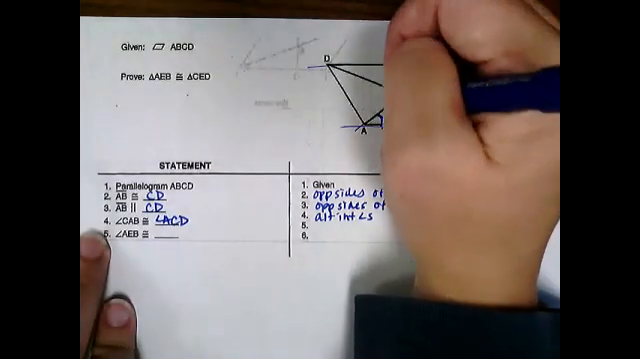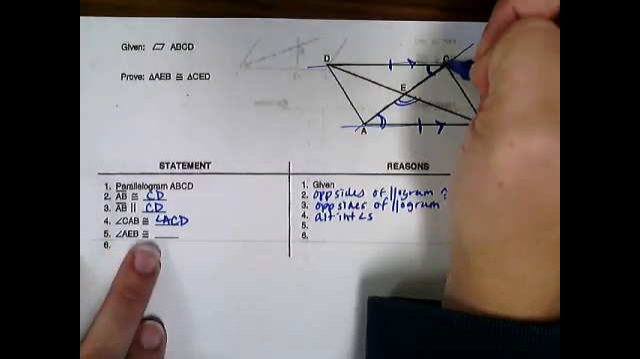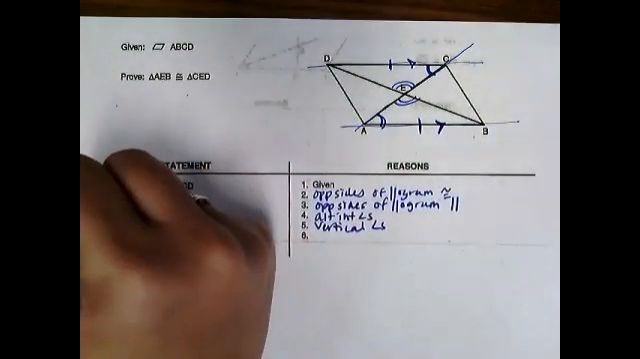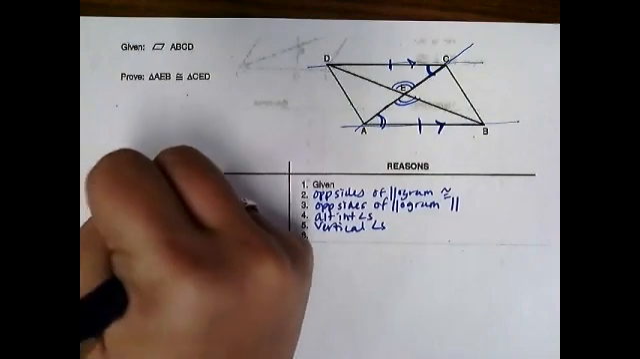Angle AEB right here is congruent to angle CED. And those are vertical angles. So now we have triangle AEB is congruent to triangle CED by angle side.